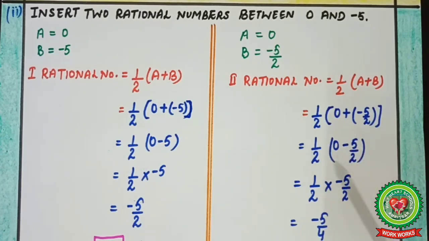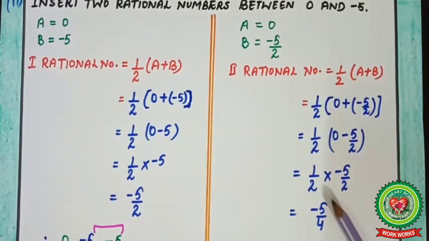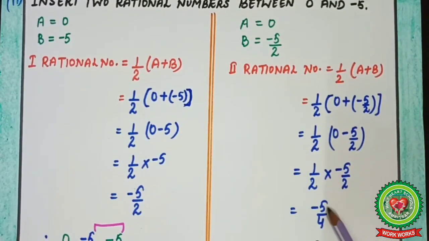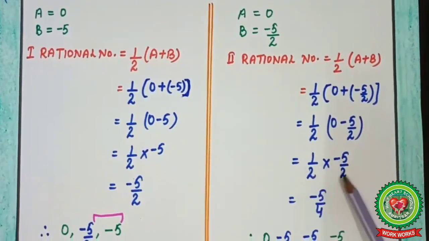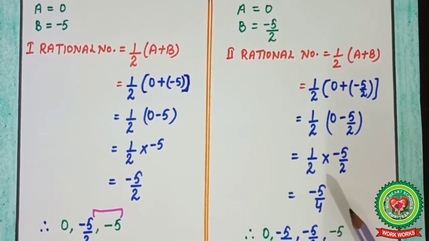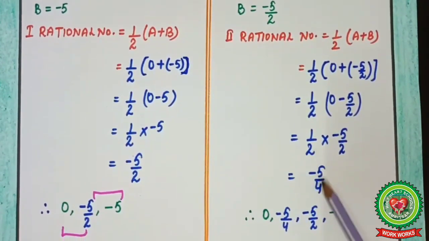So when we subtract any number from 0, the answer will be the number itself. So the answer will be minus 5 upon 2. So now the cutting is not possible here. So you will multiply 1 into minus 5, that will be minus 5. And 2 into 2, that will be 4, right? So you will have minus 5 upon 4.